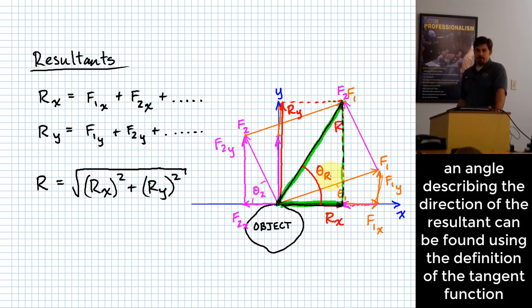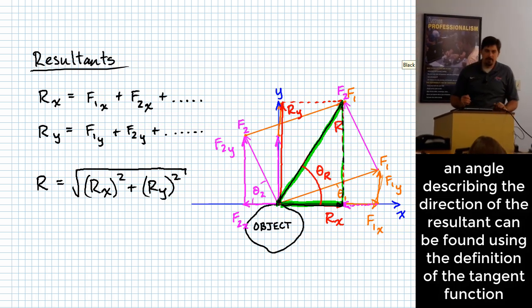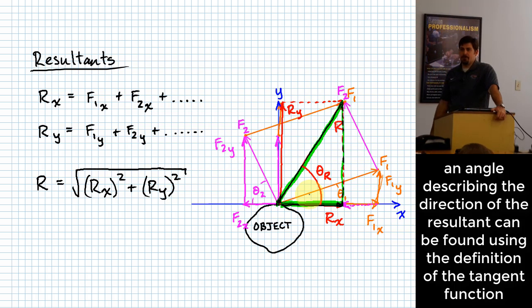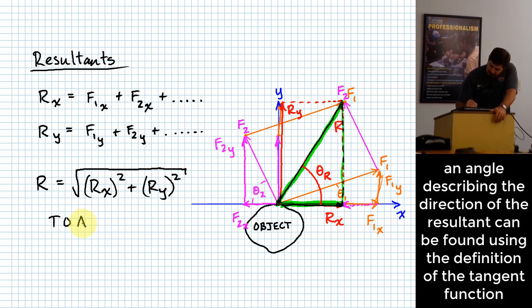We go back to our trig definitions, right? SOH CAH TOA. Which parts do we know in this case? We know the opposite and the adjacent. So between SOH, CAH, and TOA, which one are we using here? Tangent, right? Tangent is the opposite over the adjacent. So that means that the tangent of theta r is going to be equal to Ry over Rx.